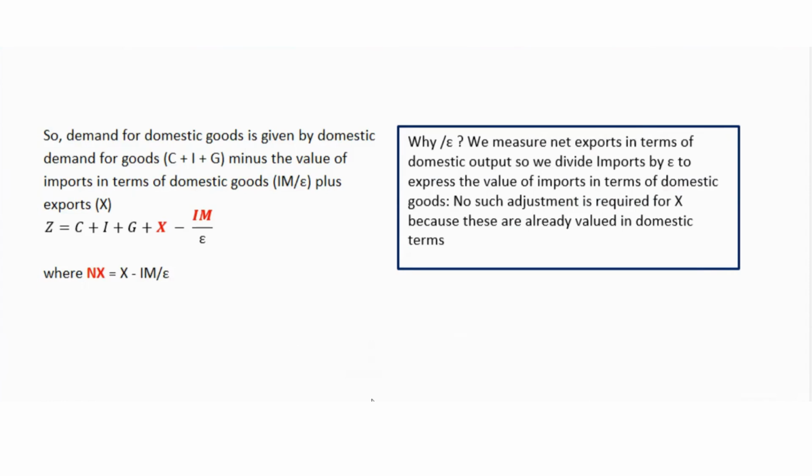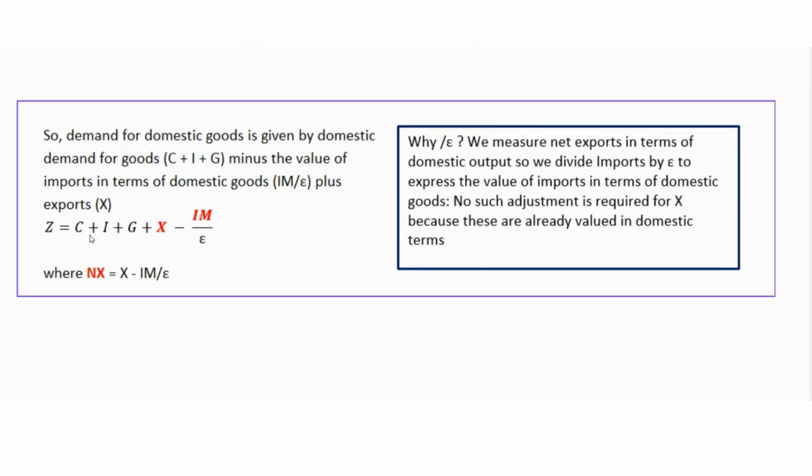So subtracting imports ensures that we're only accounting for that part of C, I, and G which is spent upon domestic goods by domestic residents. And the reason behind adding exports is to add domestic goods that are bought by foreigners. Because, like we said, demand for domestic goods is domestic goods bought by domestic residents or foreigners. So, to account for the domestic goods bought by foreigners, we add exports to C, I, and G.